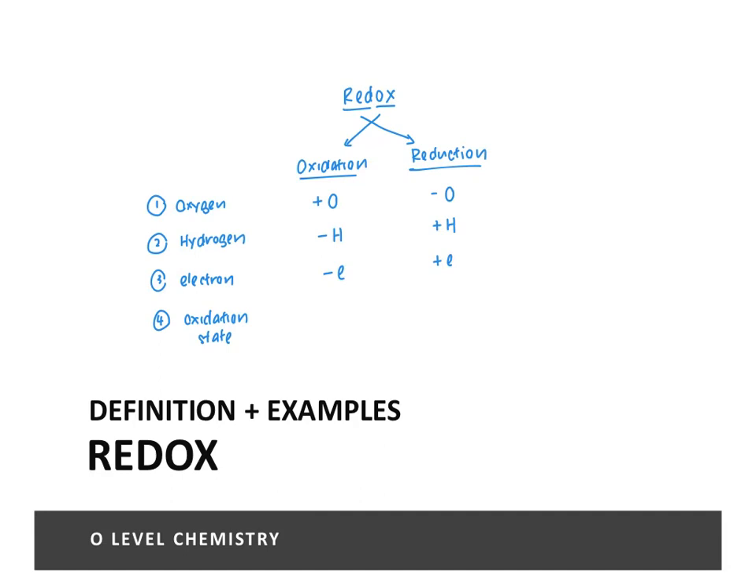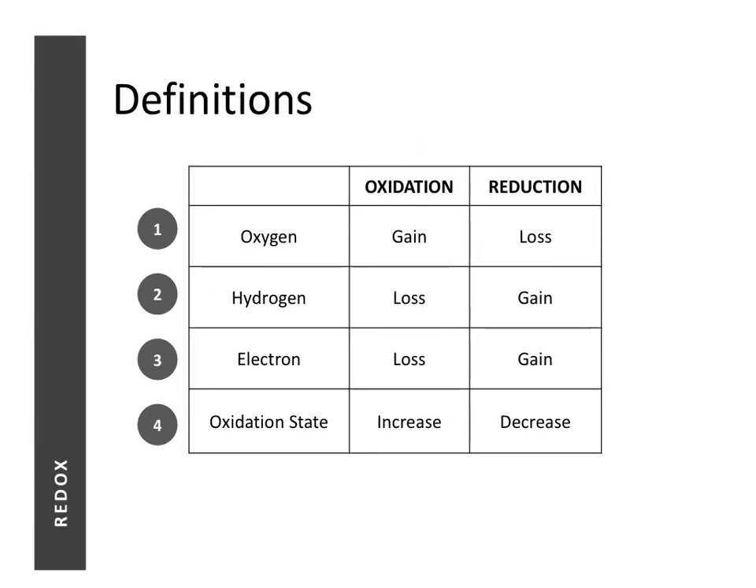Now the last definition is in terms of oxidation state. At this point in time, we have yet to define oxidation state. Alright, we'll define it later on. For now, just know that oxidation occurs when the oxidation state of an atom increases, and reduction occurs when the oxidation state of an atom in a substance decreases. But as mentioned, we will look at definition 4 later on. So once again, these are the 4 definitions of oxidation and reduction.